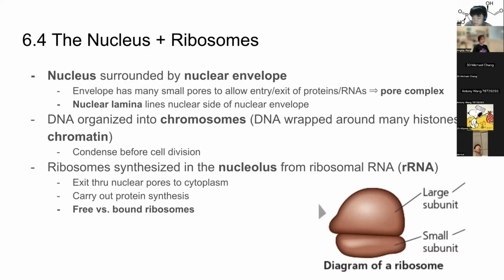rRNA exits through nuclear pores to the cytoplasm, where it assembles into ribosomes. There are free and bound ribosomes, which have slightly different functions. Free ribosomes usually synthesize proteins for use within the cell, while bound ribosomes are attached to the endoplasmic reticulum and synthesize proteins for insertion into membranes with vesicles, so that includes into other organelles or out of the cell. That is it.